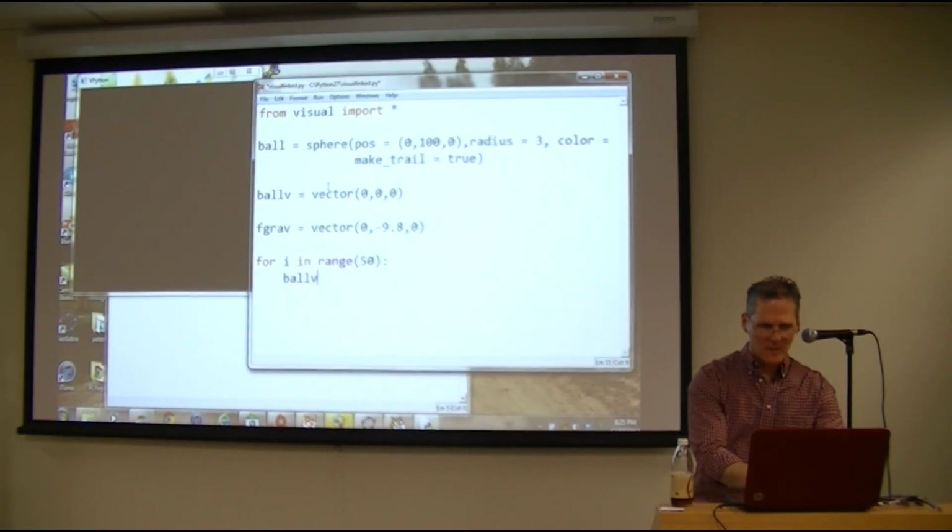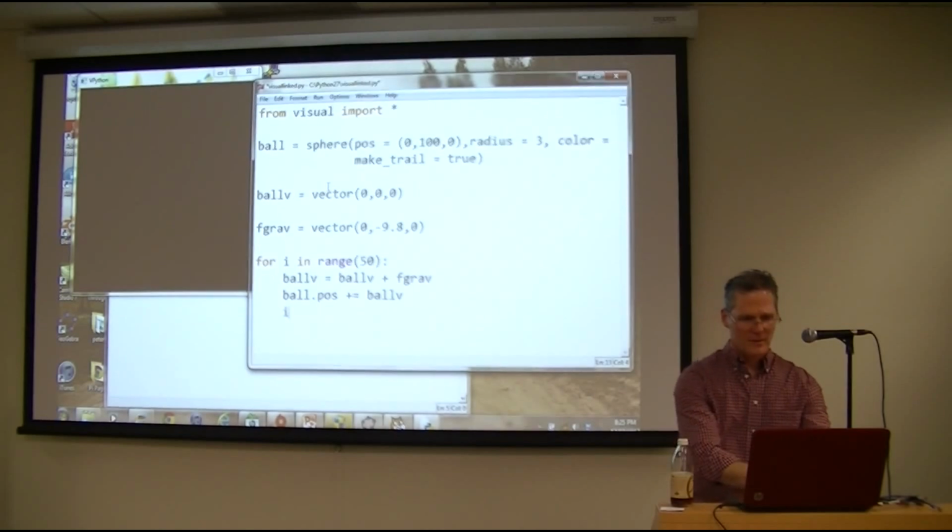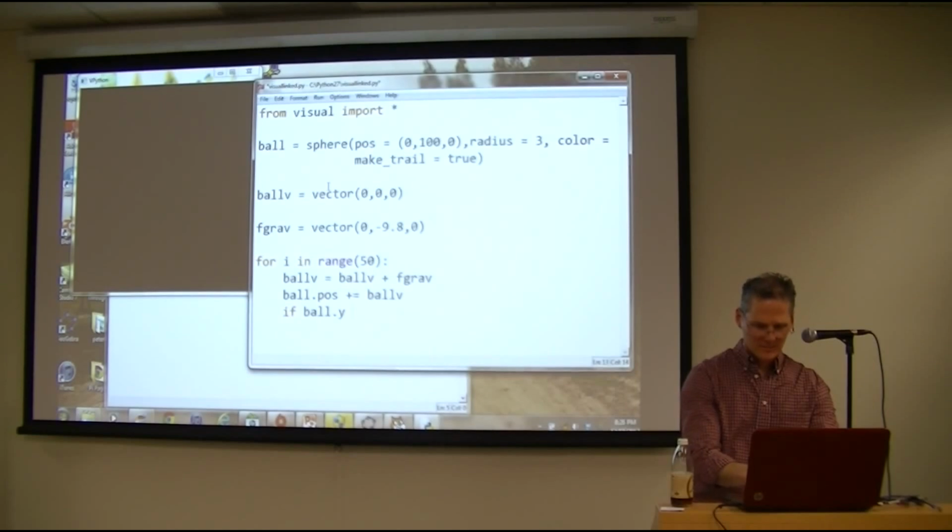Let's see, the ball's velocity has to update itself according to the gravity, right? And then the ball's position updates itself, and here's the shorthand for that, according to the velocity. All right. We'll just keep it going. Collision detection: if the y value is less than or equal to 0, just break.